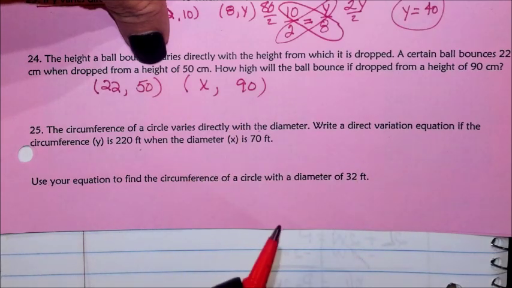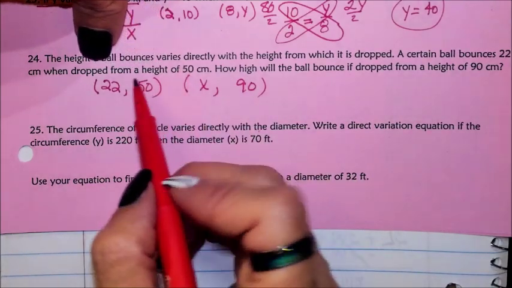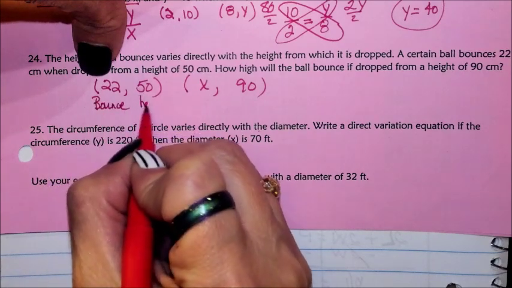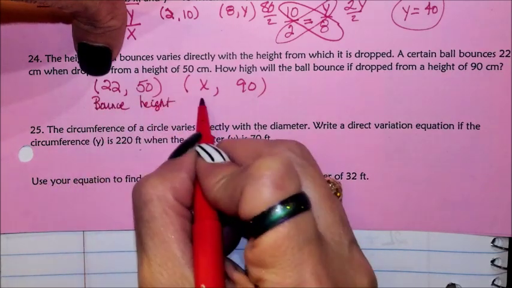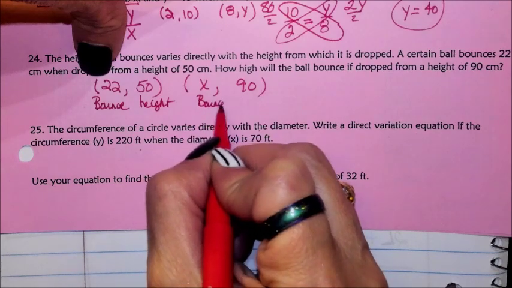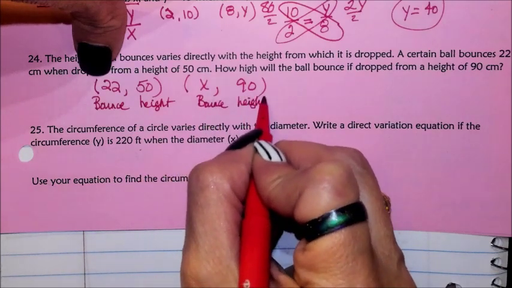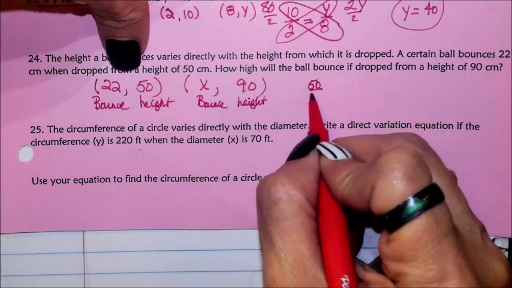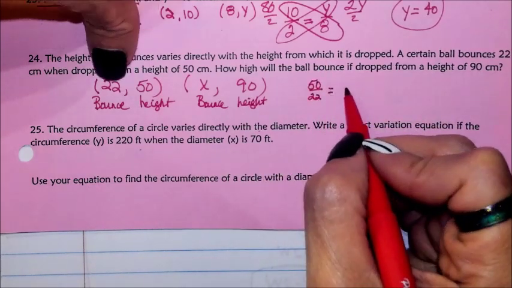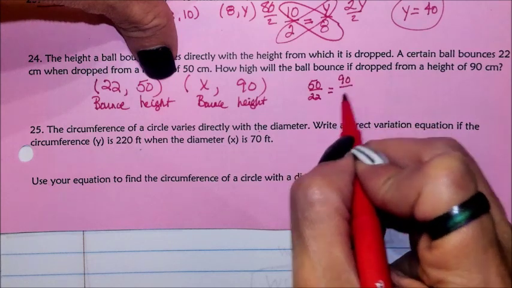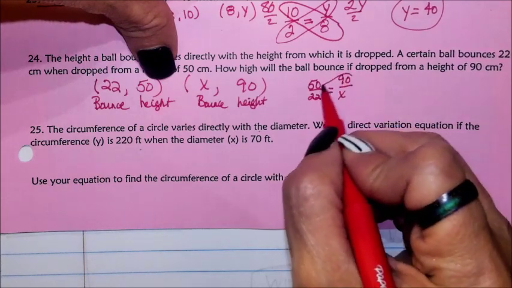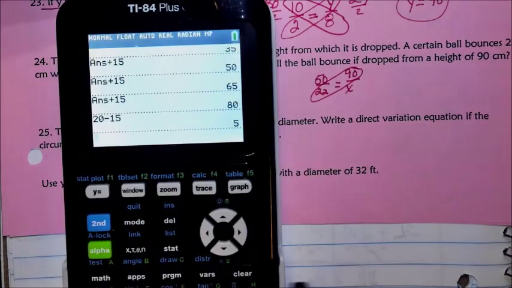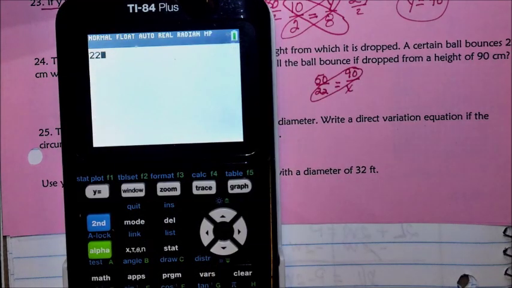I'm trying to think which way is better to explain it. I don't know if you caught that. So 22 was the bounce and then height is what I was doing. So I just want to set it up the same way, bounce to height. Once you get this, you can set up your equation. So 50 over 22 equals 90 over x. If you set it up the other way, it's perfectly fine, as long as you keep your proportions the same. That's what's really great about direct variation.